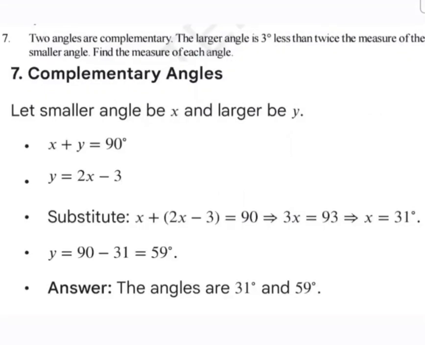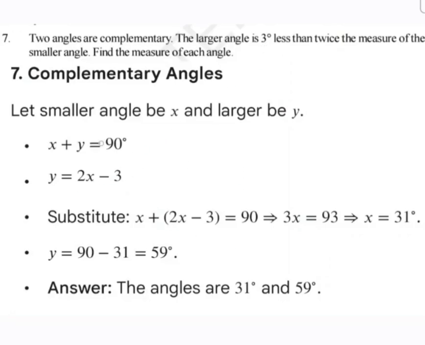Two angles are complementary. The larger angle is 3 degrees less than twice the measure of the smaller angle. Find the measure of each angle. Let the smaller angle be x and the larger angle be y. Then x plus y equals 90 degrees, since they are complementary angles. And y equals 2x minus 3, as given.